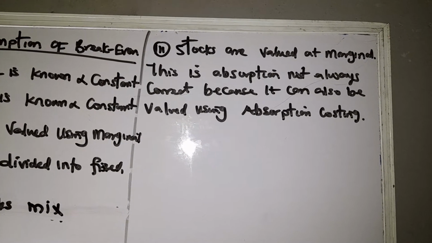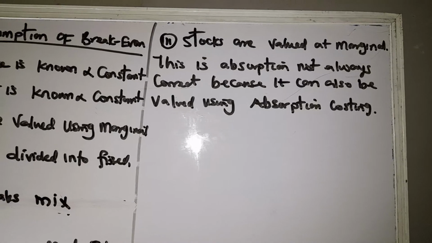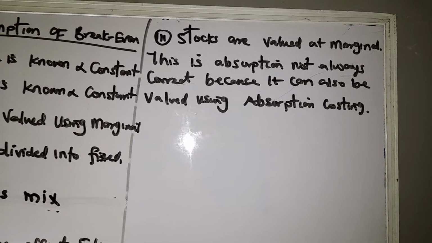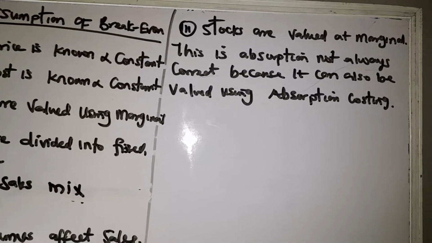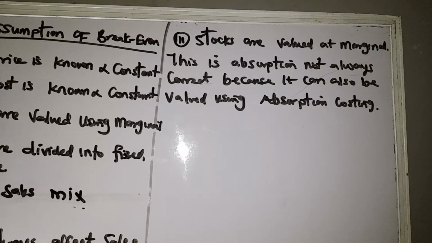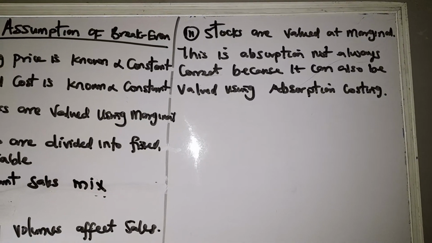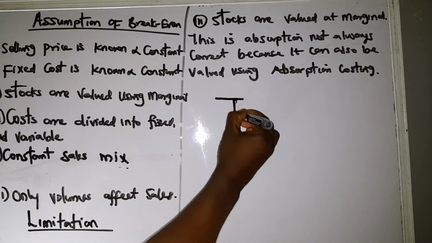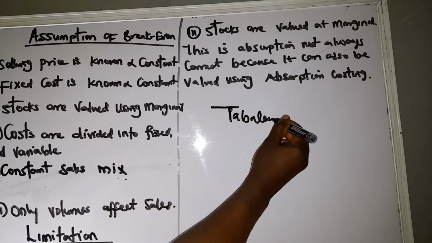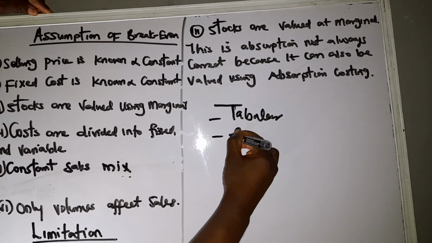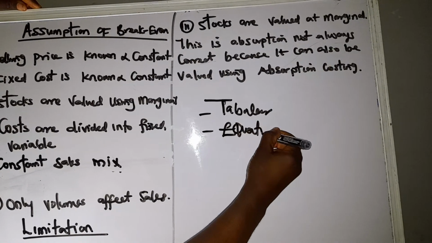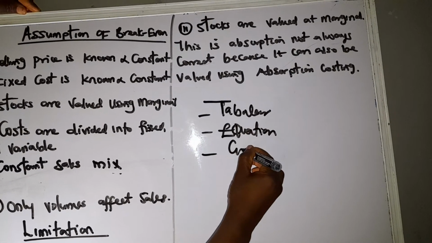So at this point, we are going to look at the methods. How do you calculate cost, volume, profit or break-even analysis? There are 3 ways, there are 3 methods. You can either use the tabular, you can either use the equation method, or the graphical.